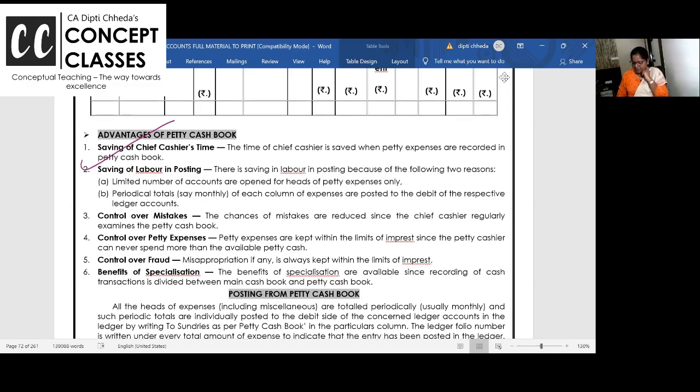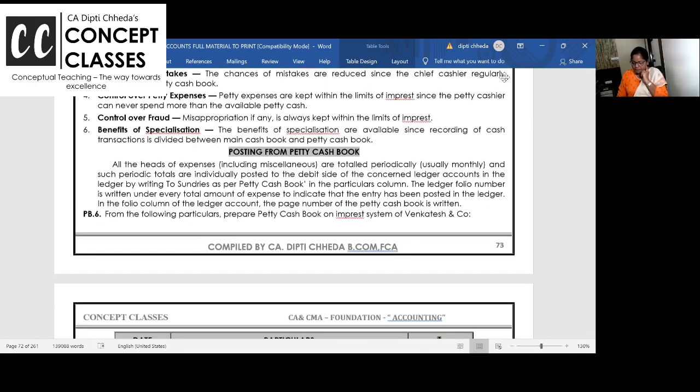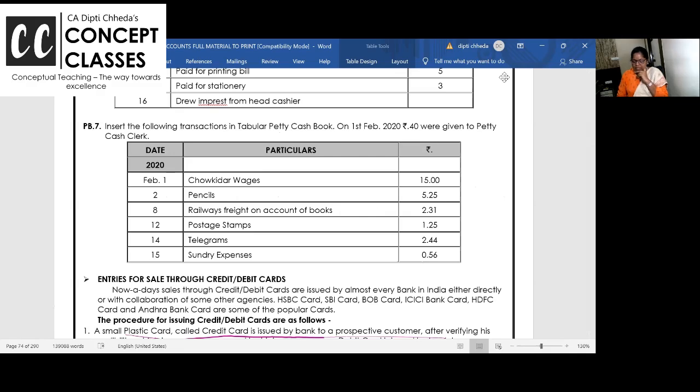These are the advantages. Posting from the main cash book. Let us take up first a small problem, 7th one. Insert the following transactions in the tabular book. 40 was given and so much we have spent. So let us start the problem. The presentation is only important. Frankly, petty cash book is a problem which comes in the exam, no? You just have to see to it that you are copying it exactly in the proper format. 7th problem, we are doing it now.